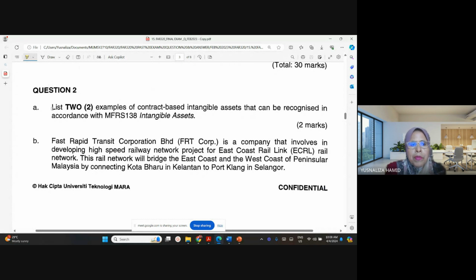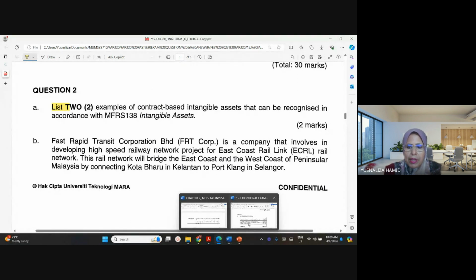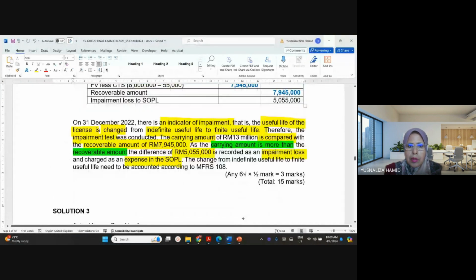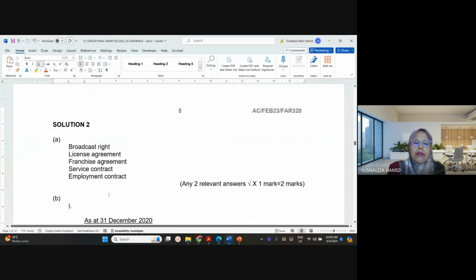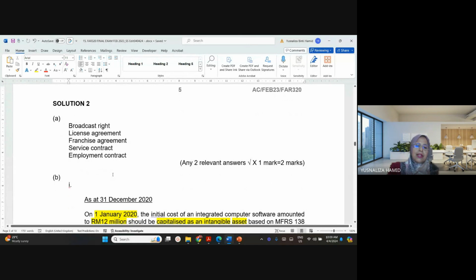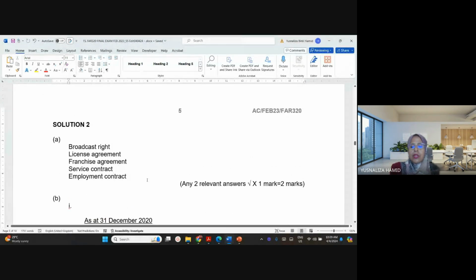Just list an example of a contract-based intangible asset. Some of the examples are like a franchise. So let's just look at our answer here. These are the ones that normally arise through contract-based licenses, maybe a license granted by the government to us to operate a radio station, perhaps a franchise agreement between you and the franchisor. The rights to broadcast, let's say, the English Premier League, those are actually contract-based intangible assets. So you just need to mention any two of that. You may write something else which is also relevant, and the answer is acceptable.